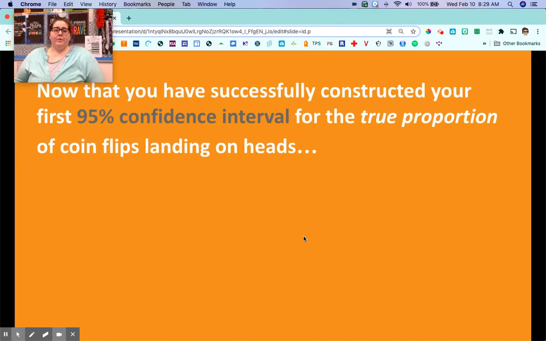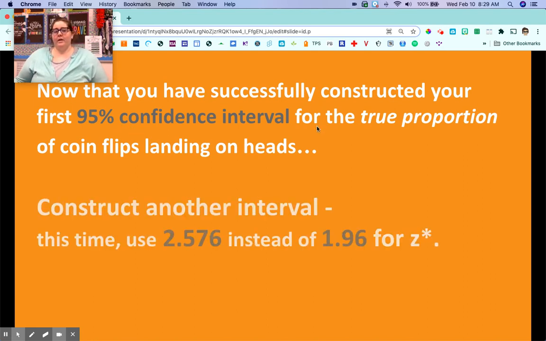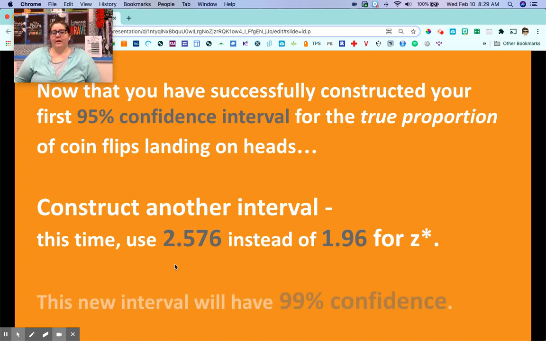So let's talk a little bit more about that Z star. We've successfully constructed a 95% confidence interval. If we were to construct another interval, but instead of using 1.96, I now used a different number, I'm going to use 2.576, I want you to think about how that might affect our interval.